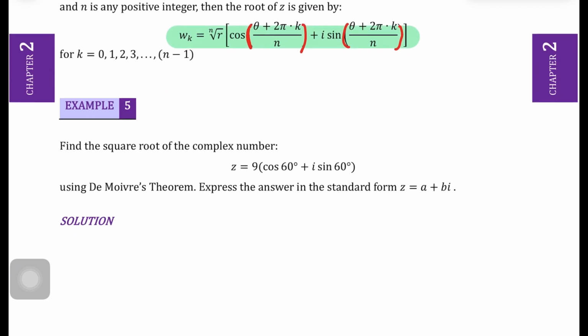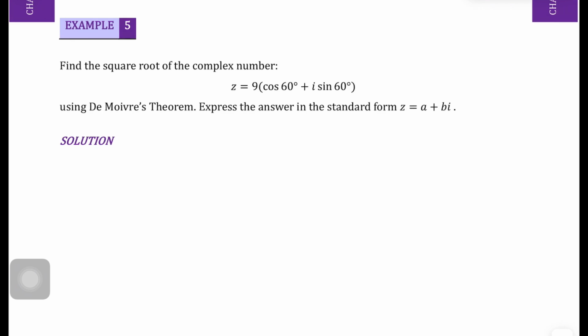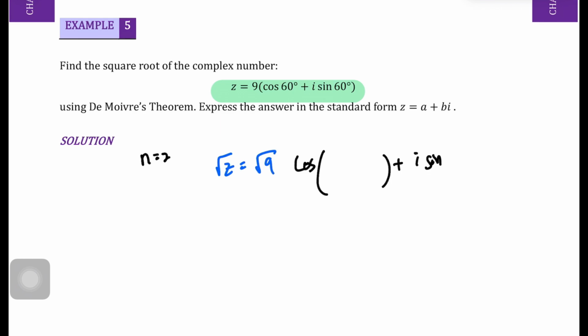Now let me show you how to do this in example 5. This is the question, and they ask you to find the square root. Okay, for square root, your n is 2, right? Okay, so let's do this. Square root of z is equal to square root of 9, because your r outside will just follow. Now for the inside value, the form will be the same, cos something plus i sine something.